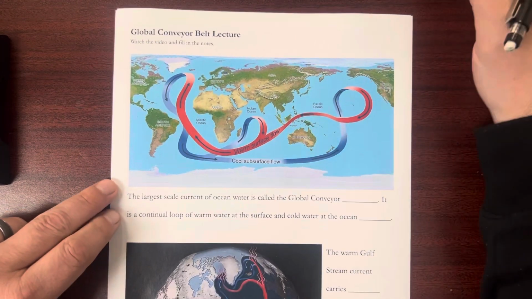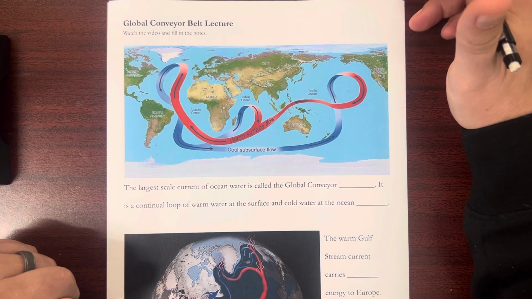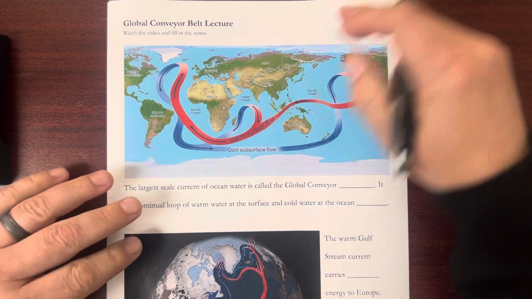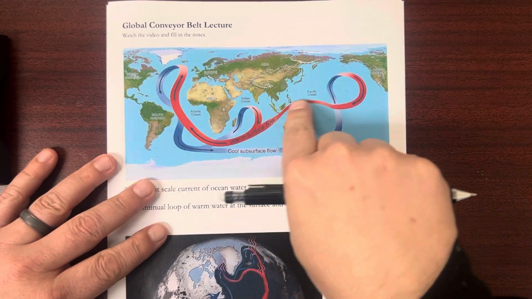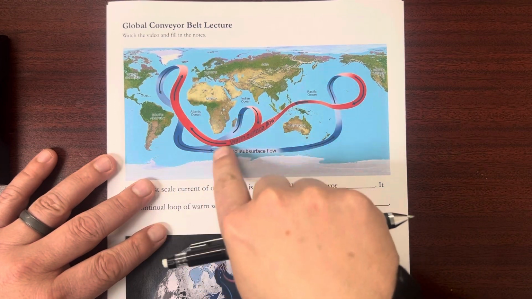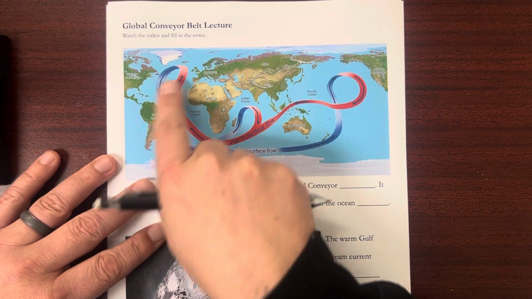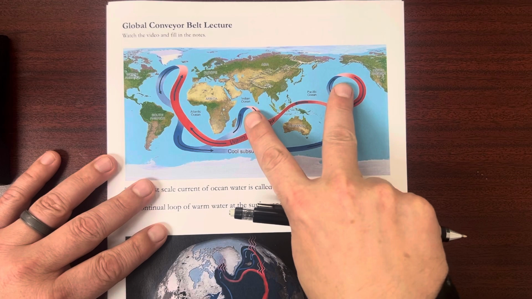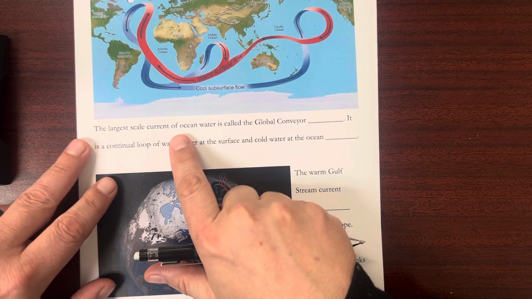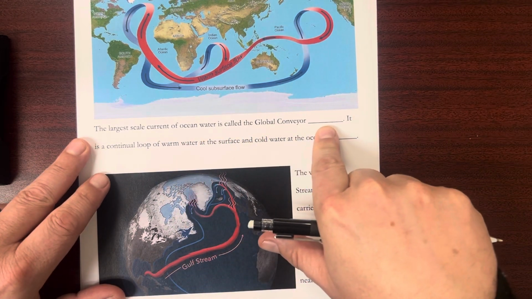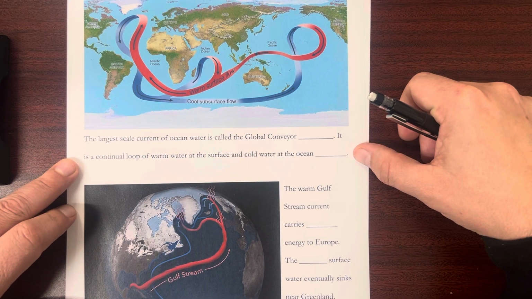So this first image shows the global conveyor belt, and this is a very, very large scale movement of water, so a large current. And you can see that there's either warm current, which is on the surface, or there's a very cold current that is on the ocean floor. And it only sinks in one area up here near Greenland, and it rises in two areas up here. So this is the biggest movement of currents. The largest scale current of ocean water is called the global conveyor belt. It is a continual loop of warm water at the surface and cold water at the ocean floor.